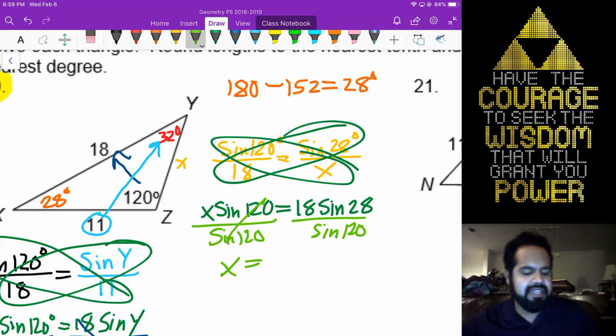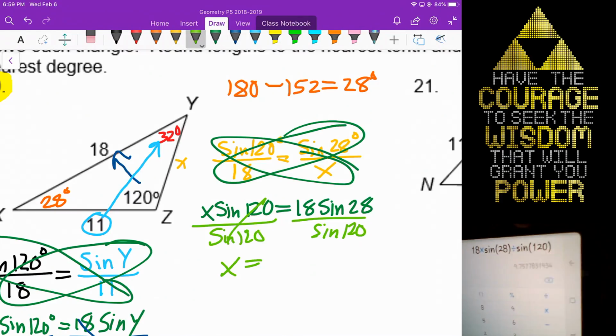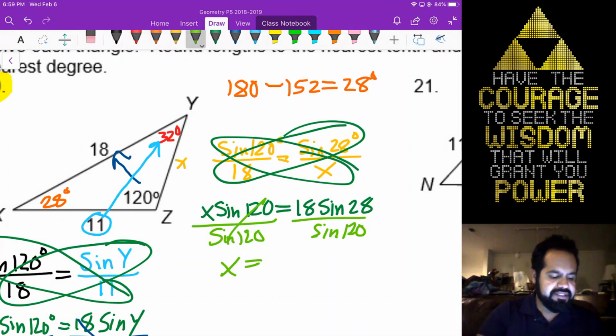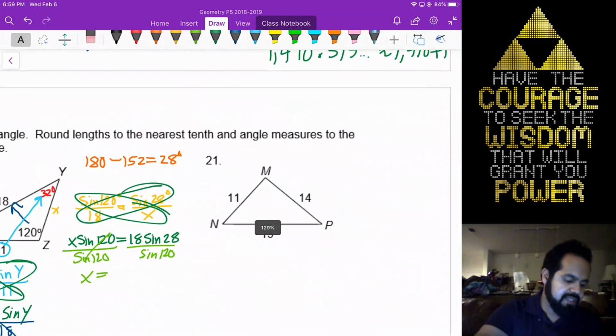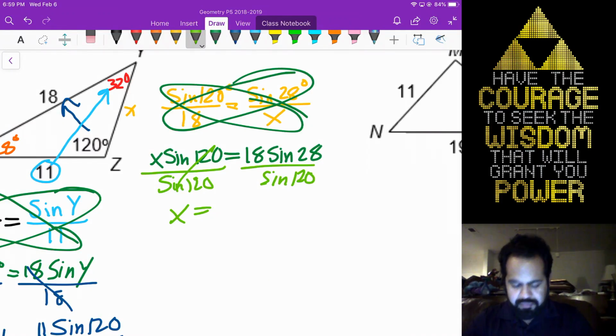Where was I at? All right, gotta type that in the calculator. All right, so here we go. 18 sine 28 divided by sine of 120. And then we get that beautiful answer. My bad. So we got 9.75. If we're rounding it to the nearest tenth, tenth means one decimal, that's going to give us 9.8.